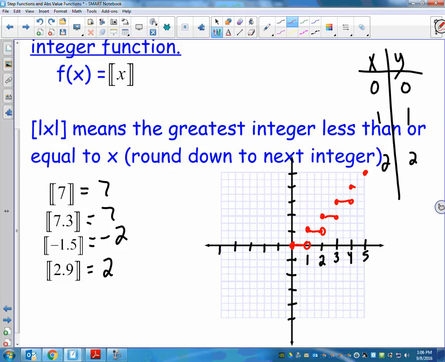And what's really nice is that all the closed circles should always be in a line. All the open circles should always be in a line. So you can kind of check. There's no way to put arrows on this to show that it keeps going in both directions, but it does.